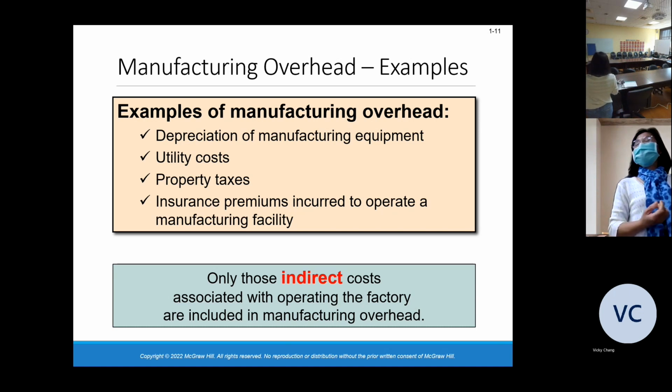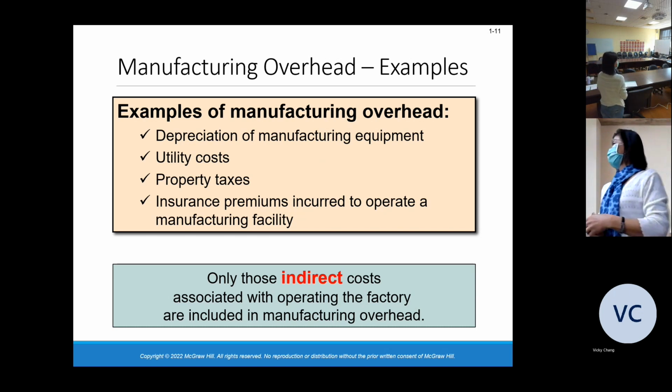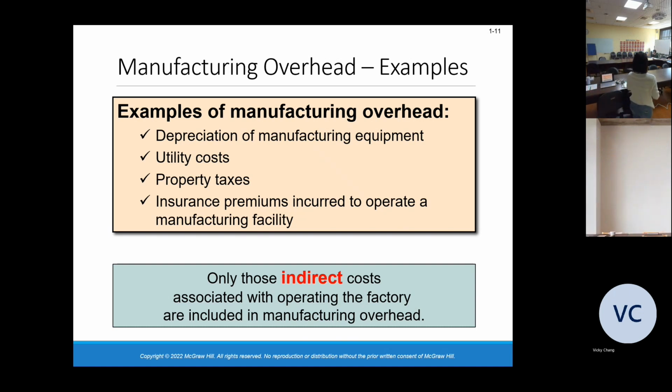And then utility costs, like we said, electricity and water. And then property taxes. Yeah, you have to pay tax for the property. And then insurance. Yeah, that's the most common manufacturing overhead.